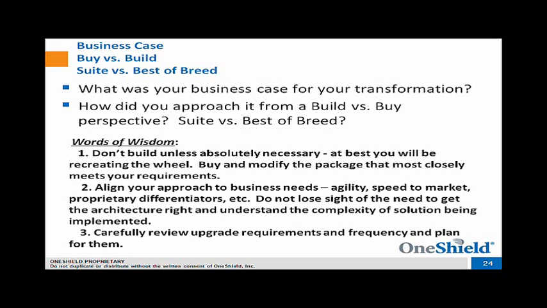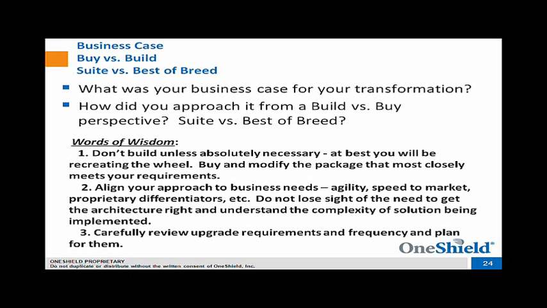Some of the other themes that you've heard today are around aligning your approach to the business needs. You've heard mention of speed to market, the fact that you need to have market as well as product agility, differentiators, and that you have to make sure to stay on track, make sure that the architecture is the appropriate architecture for what your vision is, and understand the complexity of the solution that you're about to implement, as well as carefully review any of your upgrade requirements. You want to make sure that you're going to have the ability to take advantage of any of the new enhancements. Let's face it, when you put in a core system, this is a system you're going to have for the long haul. And I'm actually going to turn over to the panelists if they have any other words of wisdom they'd like to add before we move to our next set of questions.